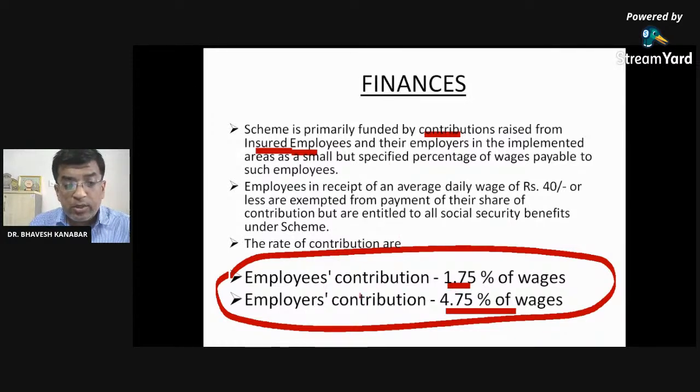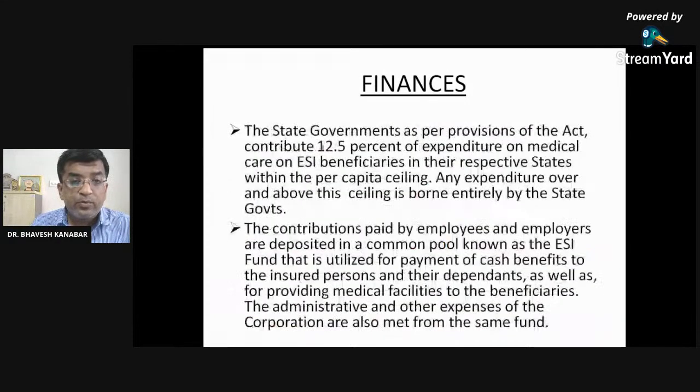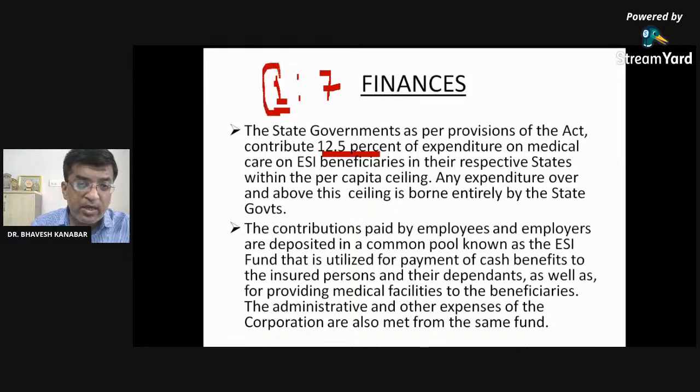Employee contribution and employer contribution, we are talking about this ESI plan, not this Corona Rakshak, right? So ESI employee's contribution is 1.75%, employer is 4.75%, right? And in this, the state government also contributes 12.5% of the expenditure. The ratio of state government to central government contribution is 1:7. The state government contributes one part of the finance, and the central government contributes 7 parts of the finance, right? 1:7.